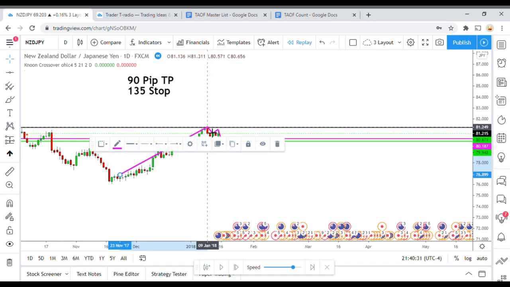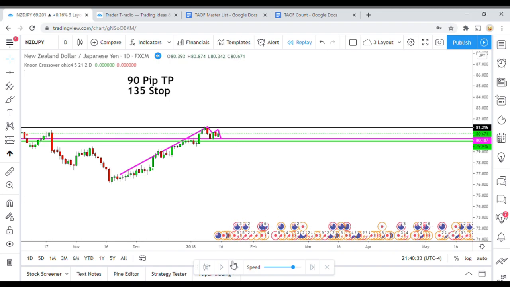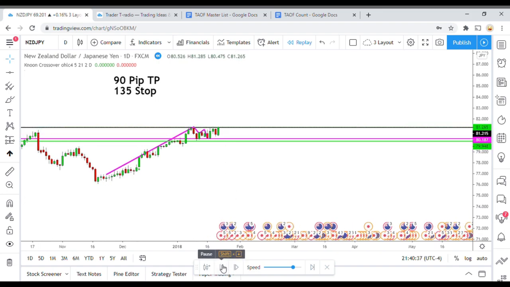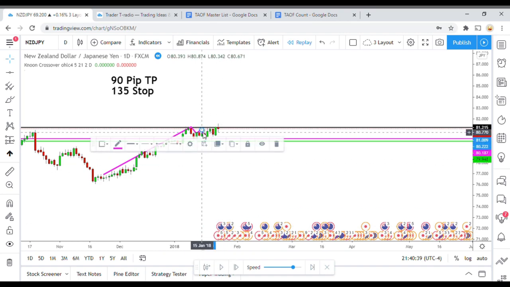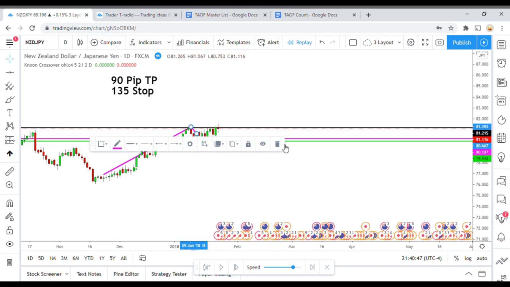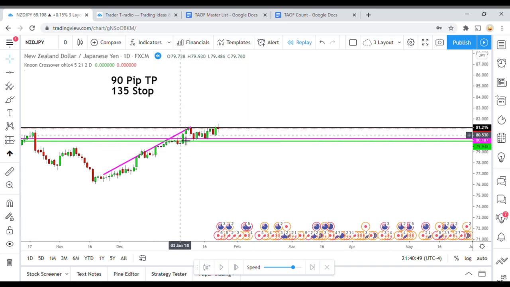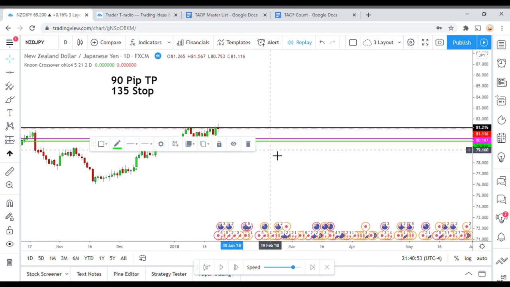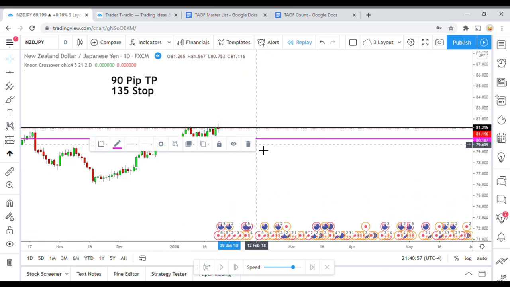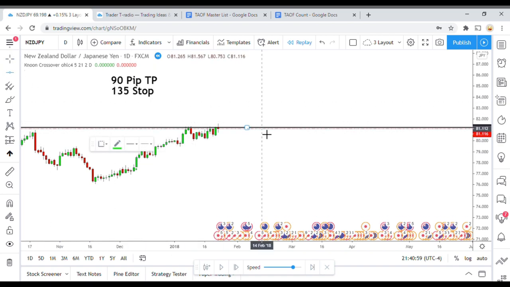But you're looking for things that work more often than they don't. So let's play it out here a little bit and see what happens. Oh, and so now at this point, this pattern becomes invalid. So you want to see it happen pretty much immediately with this pattern. And so since it didn't, now we have to question what exactly price action is going to do here.